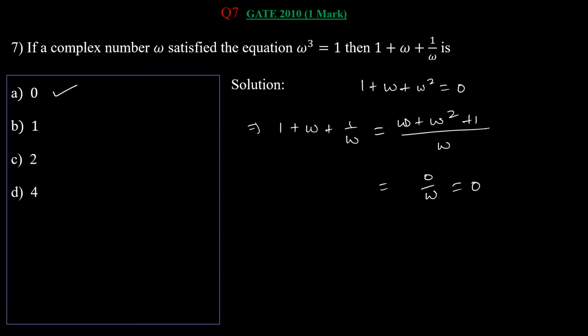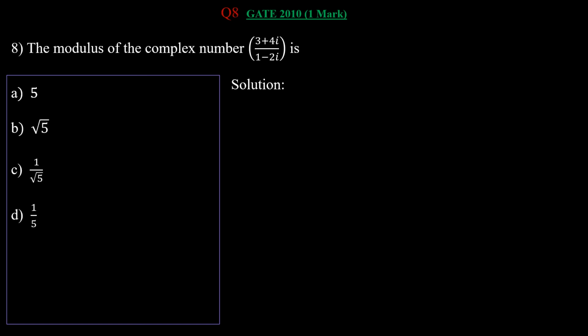So this is the right answer. So very quick, we go to the next question. The modulus of the complex number, this one. In such a condition, first we have to express this complex number in the form of x plus iy. Then mod of x plus iy will be square root of x square plus y square. The options given are 5 root 5, 1 upon root 5 and 1 upon 5.